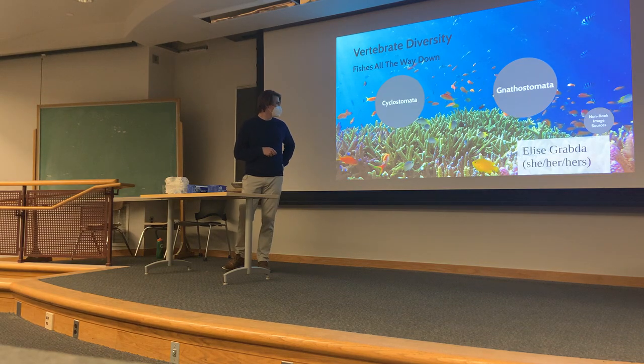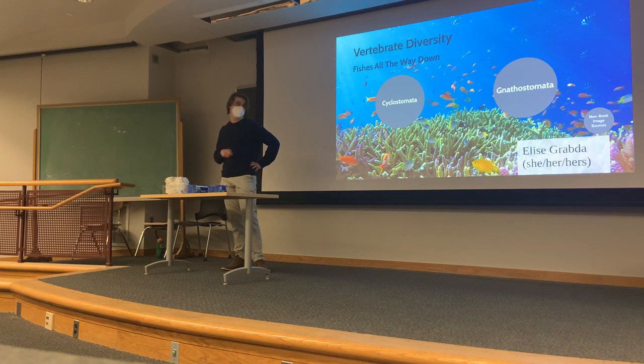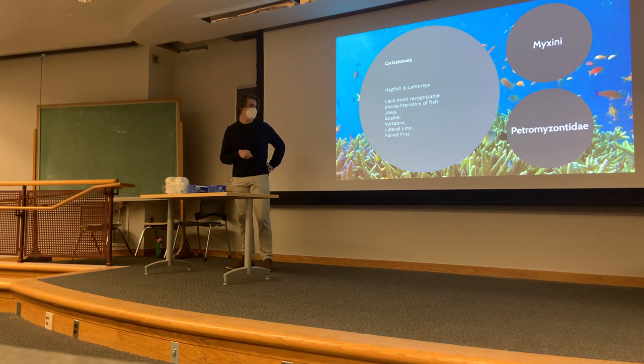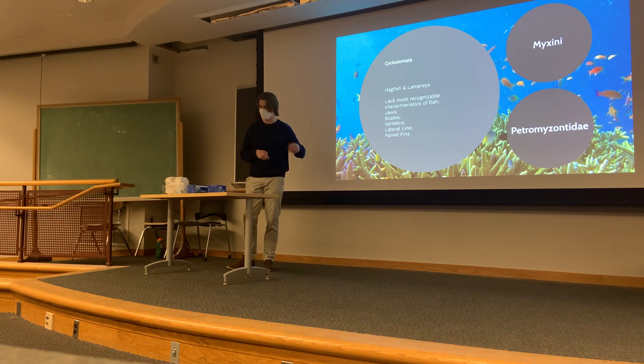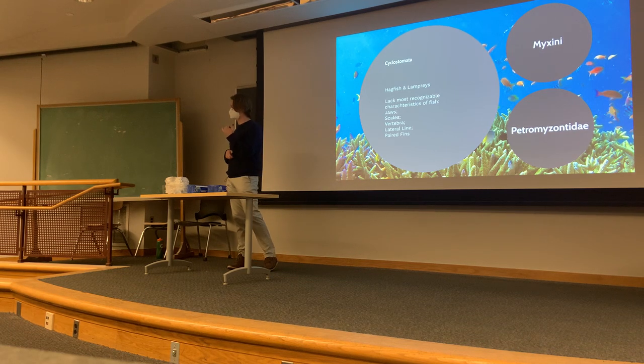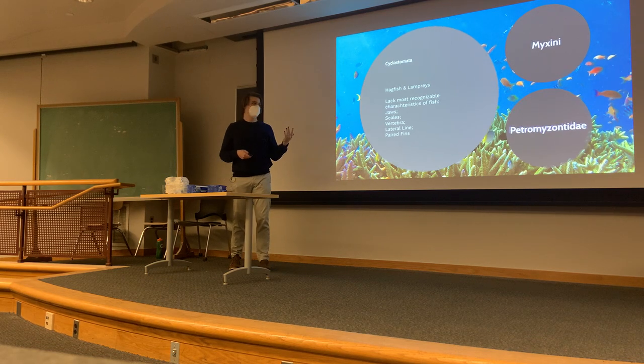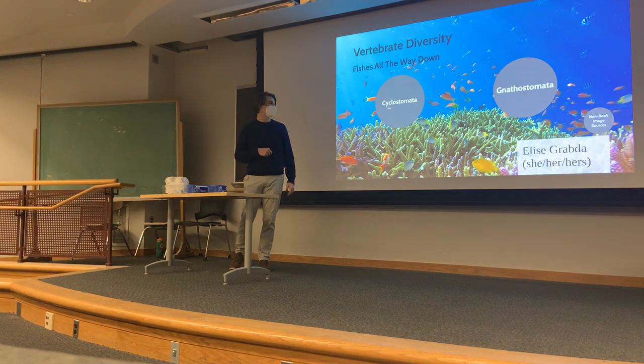And that's kind of it for cyclostomata. There's only two main groups. Honestly, it's just hagfish and lamprey. And there's not really much to them. They're either scavengers or parasites. There's not a whole lot of diversity in these groups. And personally, I attribute that to the fact that they are lacking jaws.